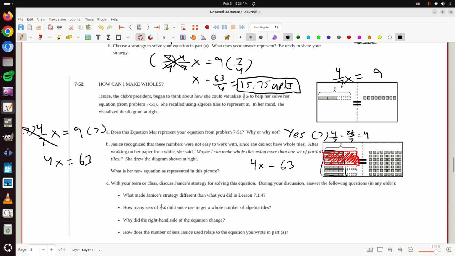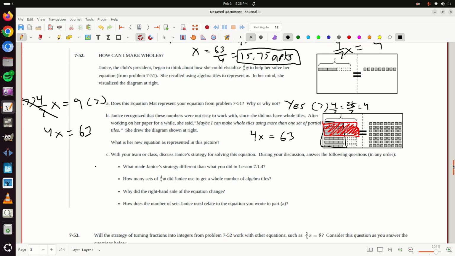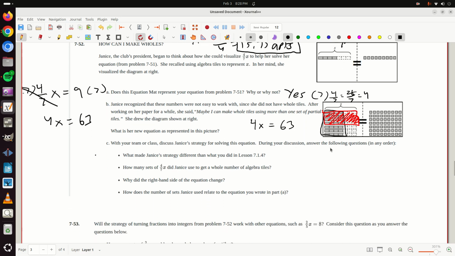If you followed this, awesome. If you didn't, that's what they did. So at that point, it says, with your team or class, discuss Janice's strategy for solving this equation. During your discussion, answer the following questions in any order. What made Janice's strategy different than what you did in lesson 7.1.4?